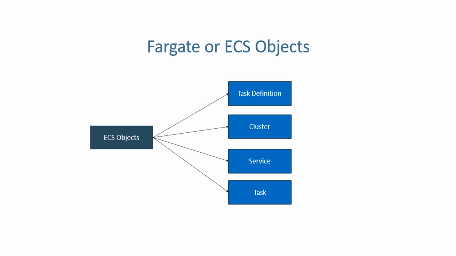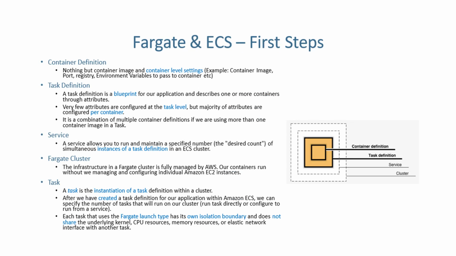ECS also supports serverless, so we can use serverless containers. Amazon provides a service known as Fargate. Fargate is the serverless implementation of Elastic Container Services. So we can use Fargate or Elastic Container Services, and these are the objects we have: task definitions, cluster, service, and task. We'll talk about them one by one in detail.